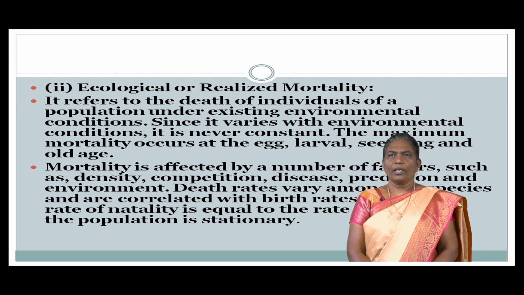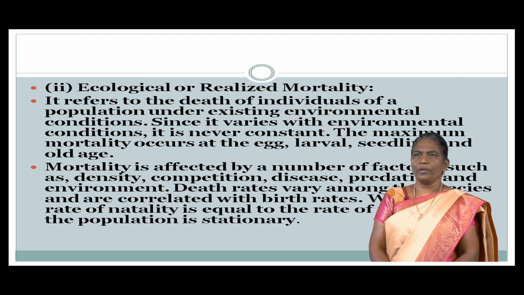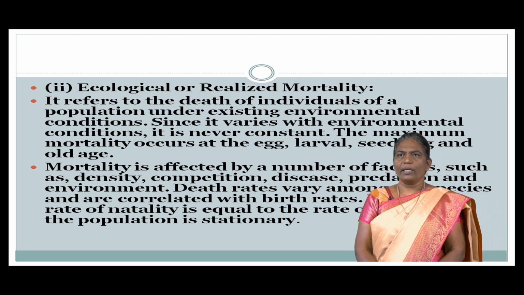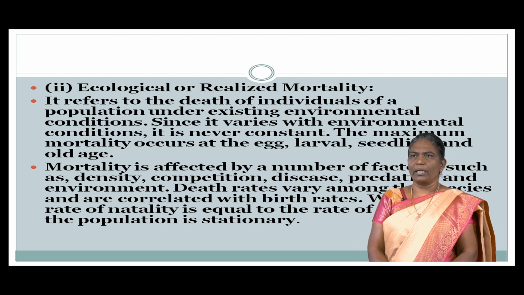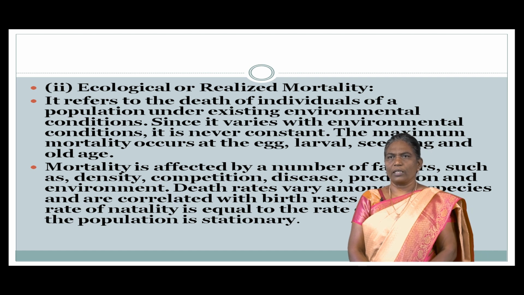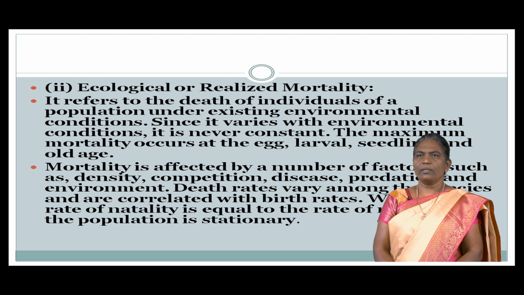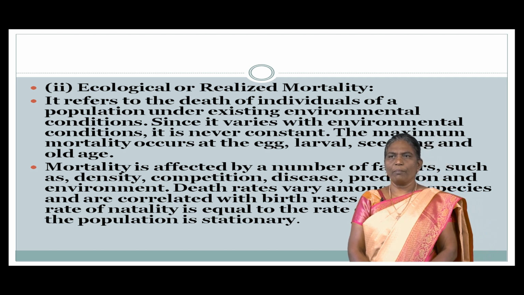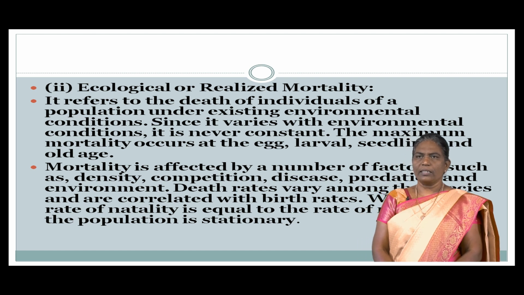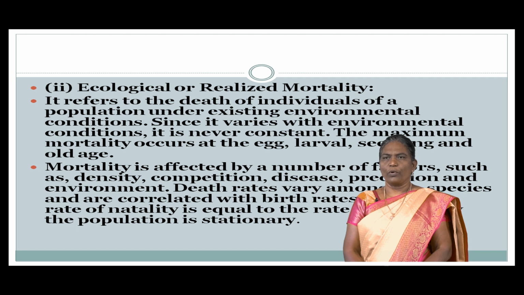The next is ecological or realized mortality. It refers to the death of individuals of a population under existing environmental conditions. Since it varies with environmental conditions, it is never constant. The maximum mortality occurs at the egg, larval, seedling and old age. Mortality is affected by a number of factors such as density, competition, disease, predation and environment.